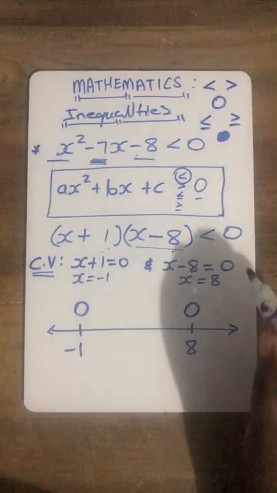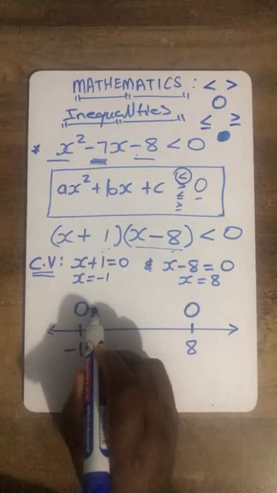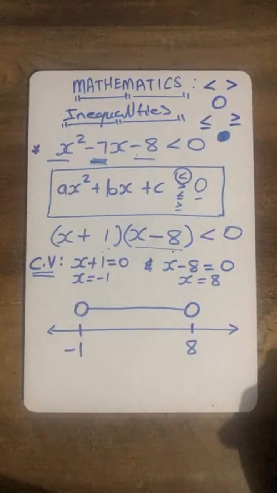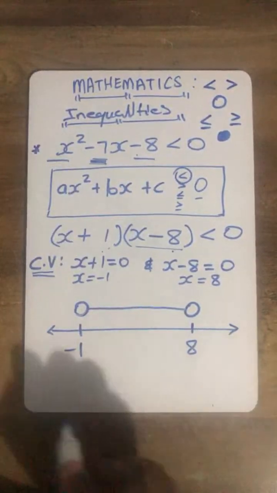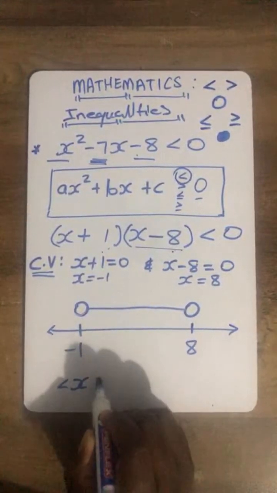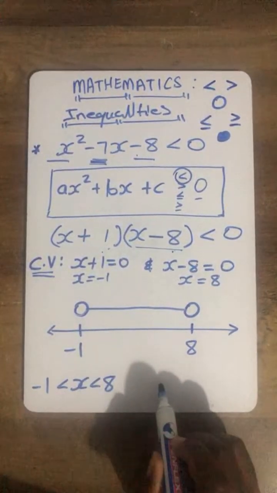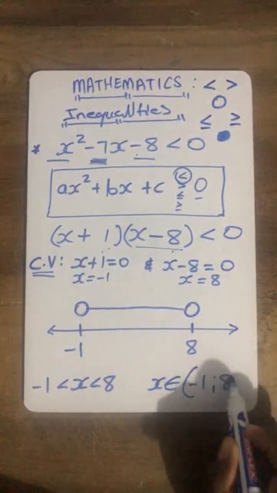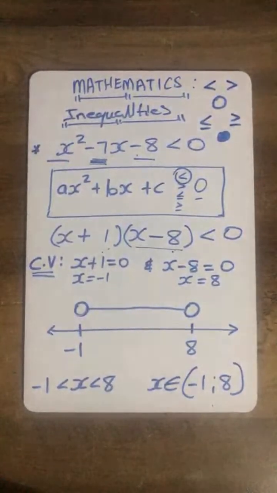And if you remember, I said when you have less than, or less than or equal to, you always have those joined. You always have a line in between joining those two circles. Then you can write your final answer in two possible ways. You can just say x is between -1 and 8. Or the easy way, you can just say x is an element of, and you write those two values. That's how you would work it out, honorable members.